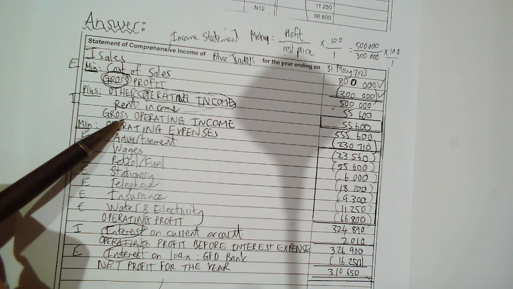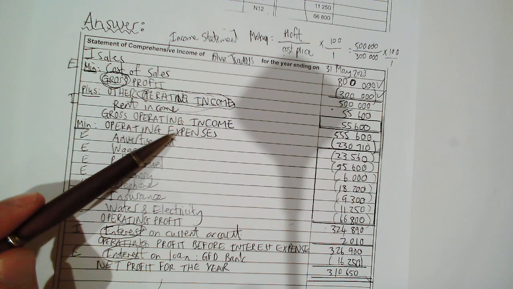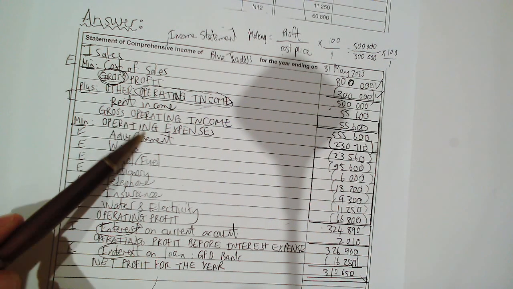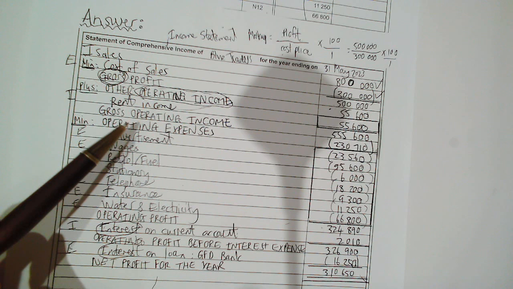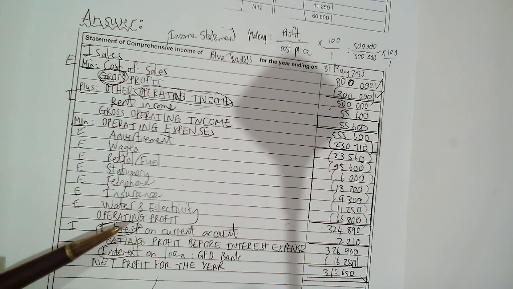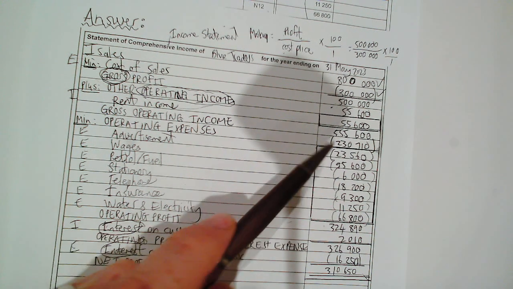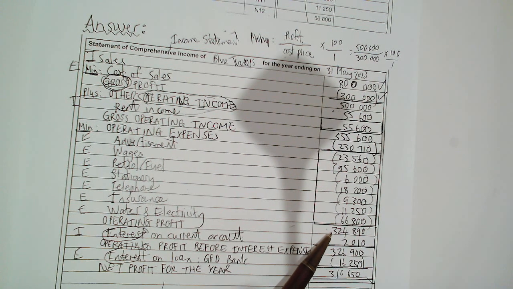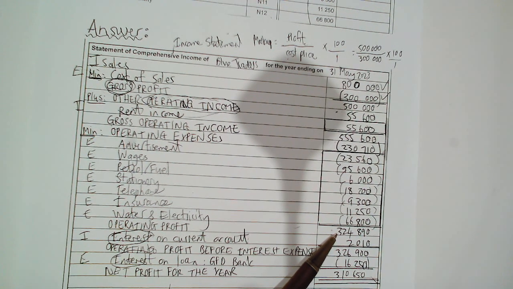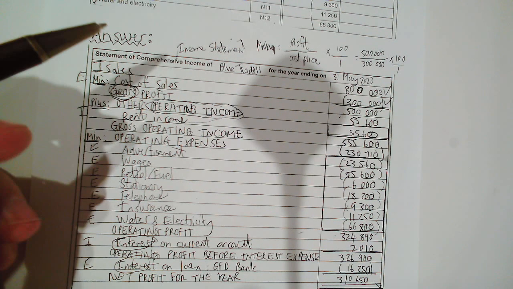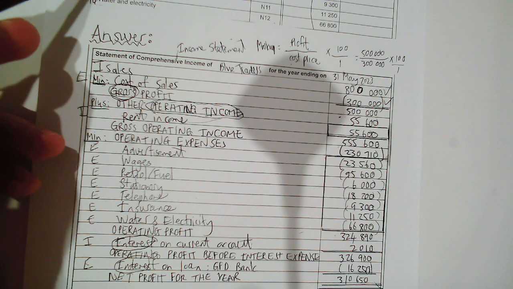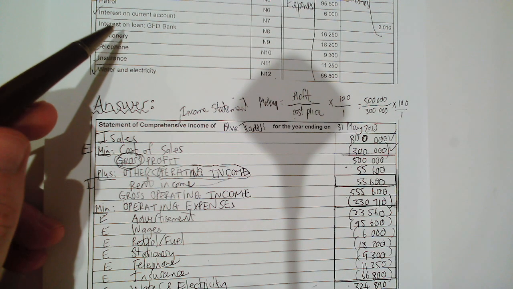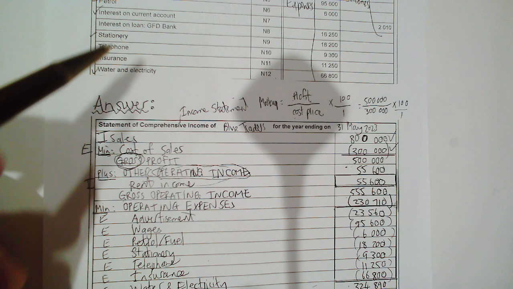If I take my gross operating income minus expenses, I'll get a profit. But because both of them are operating income and operating expenses, it will be an operating profit. So I'm going to take the 555 minus the 230,000, and I will be left with an operating profit of 324,890. Now, as I said, the only thing that we still have to do is to add the interests at the bottom. Firstly, the interest income, and then the interest expense.